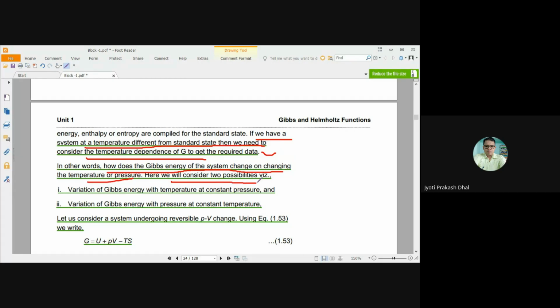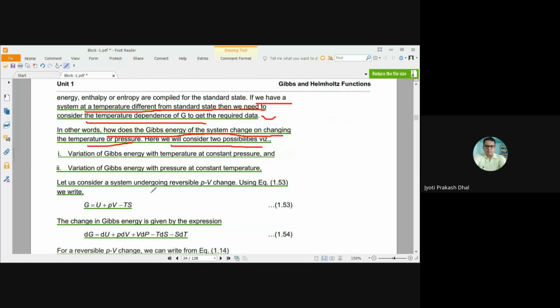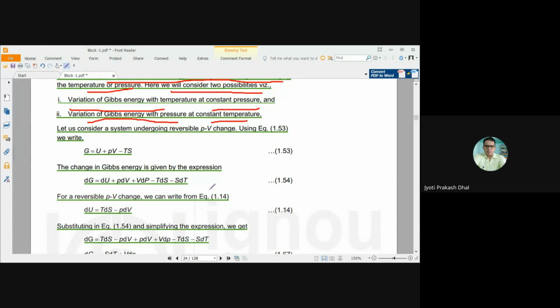We will consider the two possibilities. First one is variation of Gibbs energy with temperature at constant pressure. If the pressure is constant and the value of temperature changes, how will the value of Gibbs energy change? Similarly, the second one is variation of Gibbs energy with pressure at constant temperature. So these are two different short questions that may come.